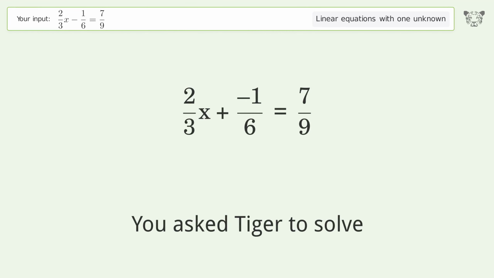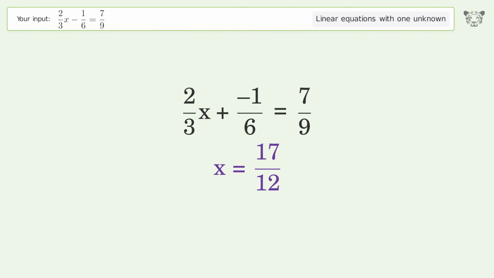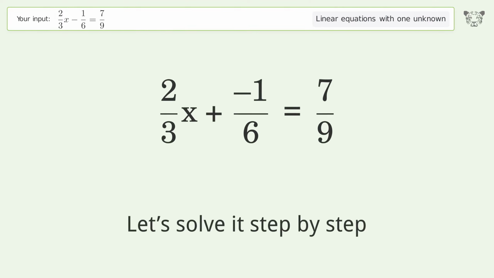You ask Tiger to solve. This deals with linear equations with one unknown. The final result is x equals 17/12. Let's solve it step by step.